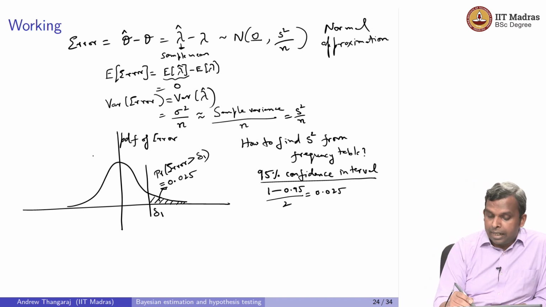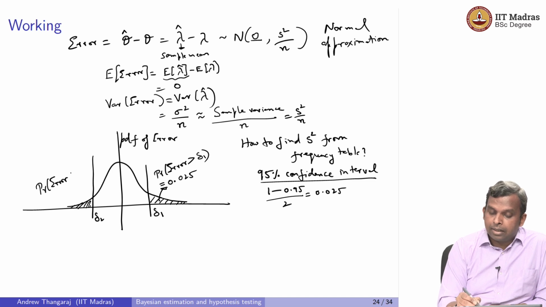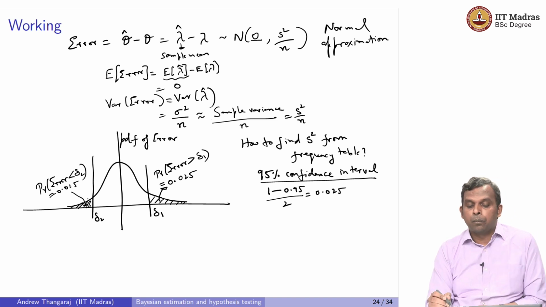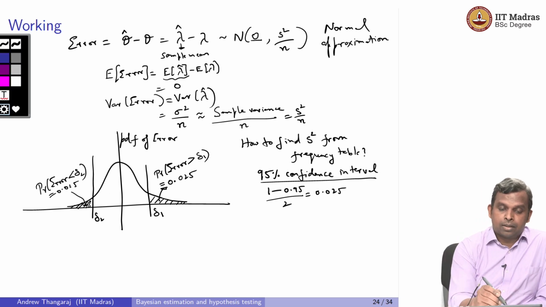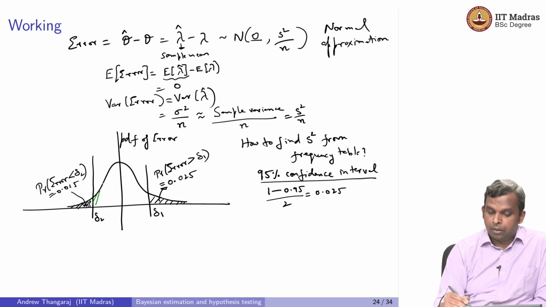Likewise, you also find a delta 2, which will in this case be negative, such that this area is also 0.025. So the probability that error is less than delta 2 equals 0.025. So that is this area. Okay. So now if this is true, what is the probability of this green region here? What is the probability of this?